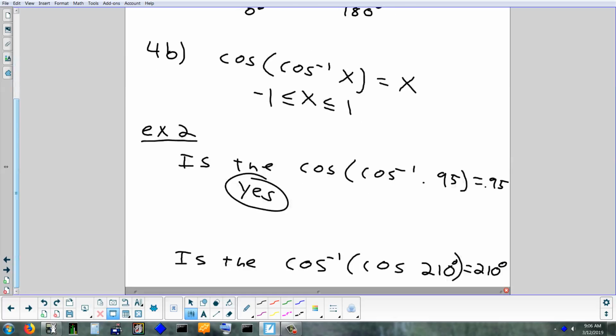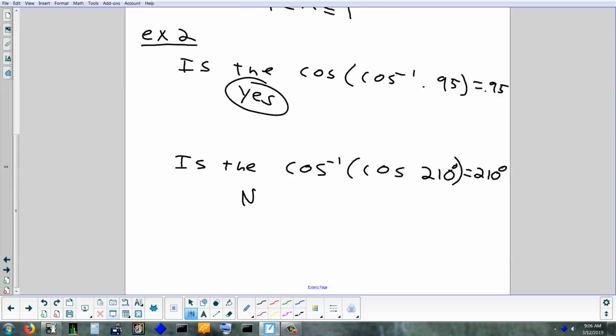And let's just do one the other way. Is the inverse cosine of the cosine of 210 equal to 210? No. What's the highest I can go? I can only go to 180. So if I type that in, I'll get an answer, but it's not going to give me 210. So no, it's not equal.